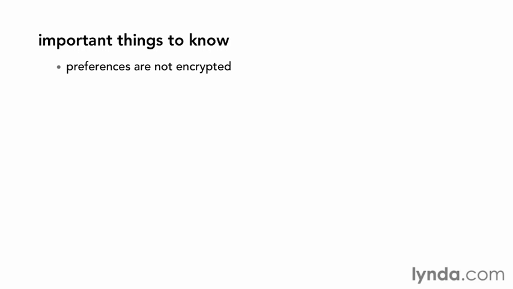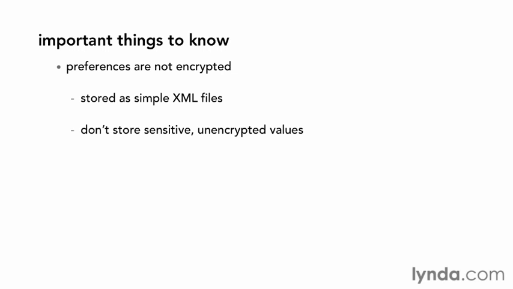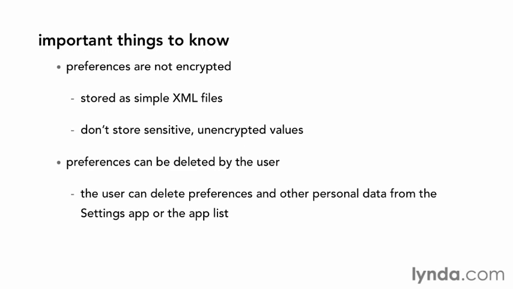First of all, preference values are not encrypted. They're stored to your Android device's persistent storage as simple, unencrypted XML files. And that means that you should never store sensitive information that you haven't explicitly encrypted. The second thing is that preferences can be easily deleted by the user. The user can go into the Settings app or into the application list and say that they want to remove application data, and it will be completely wiped from persistent storage and won't be recoverable.